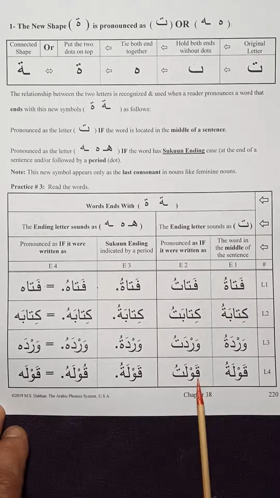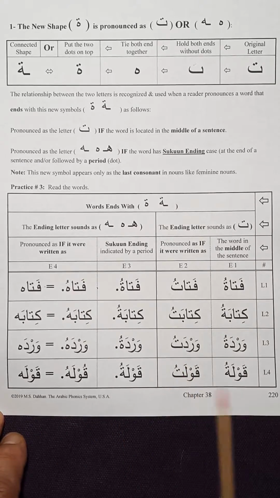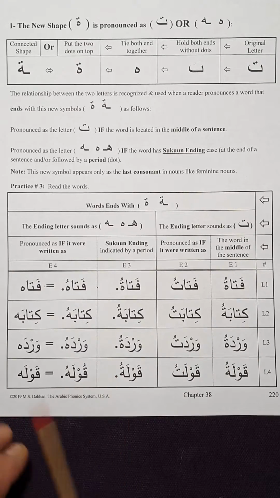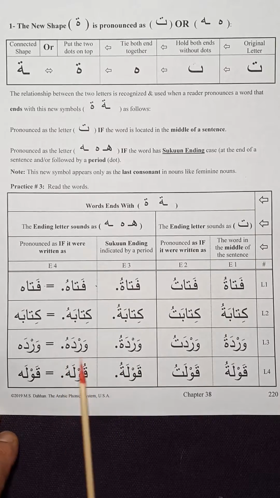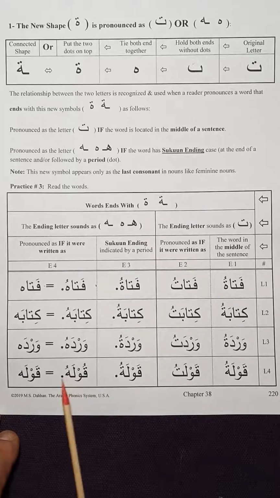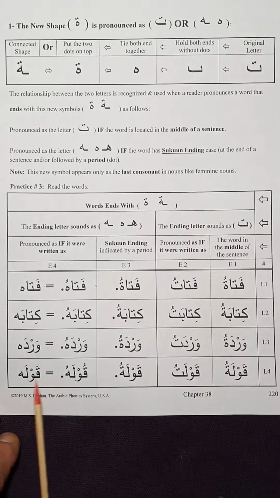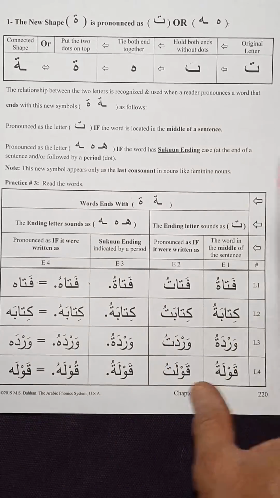Qawlatu, you pronounce this T like this, like qawlatu. But because this is in the middle of a sentence, here we have a dot, so it's the end of the sentence, and sukoon ending has to be applied. We lose the dots, and we pronounce it as if it was written like this, qawlah. We ignore the vowel, so it's exactly like this one here, qawlah. Okay, all right, good, fine.